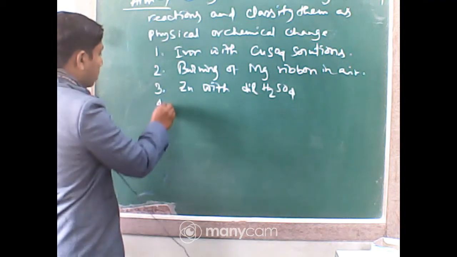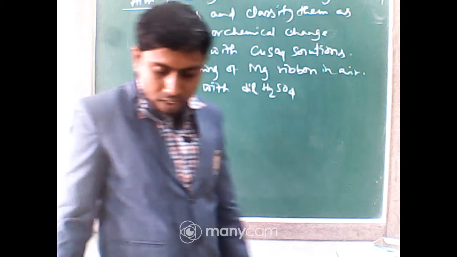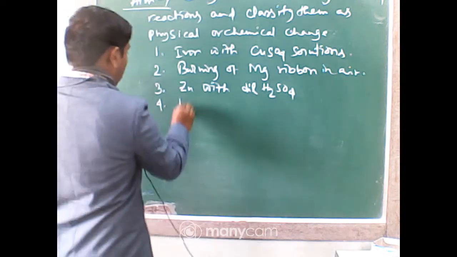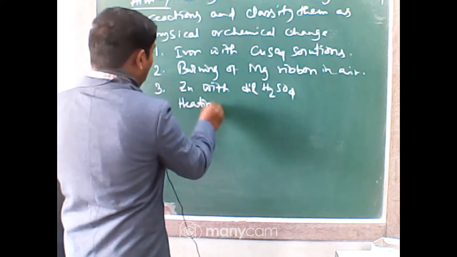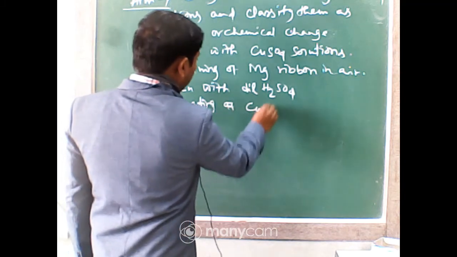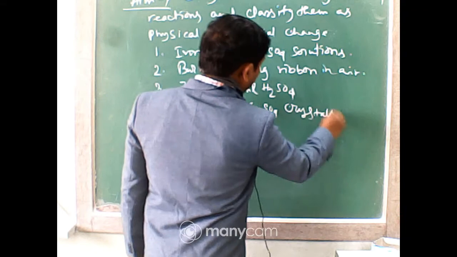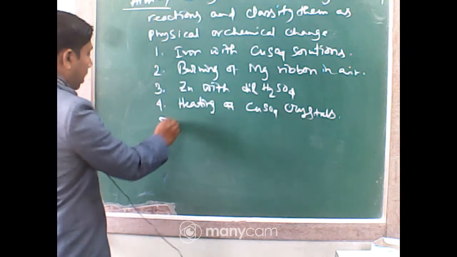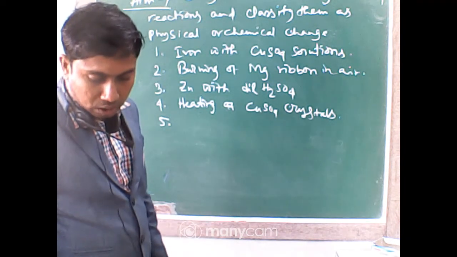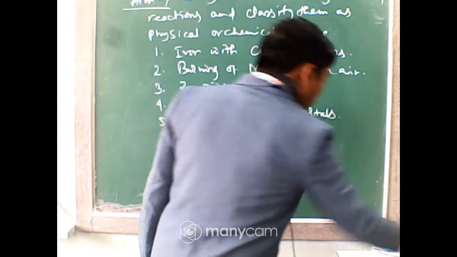Number 4 is heating of copper sulfate, heating of CuSO4 crystals. And also number 5, that is sodium sulfate with barium chloride.